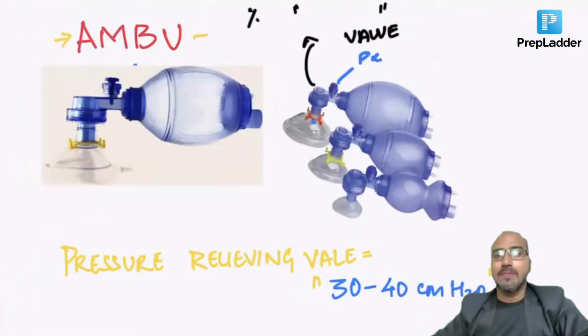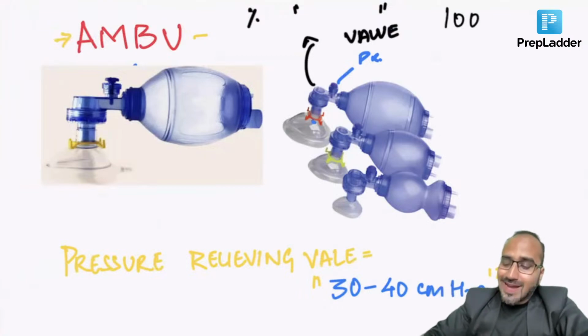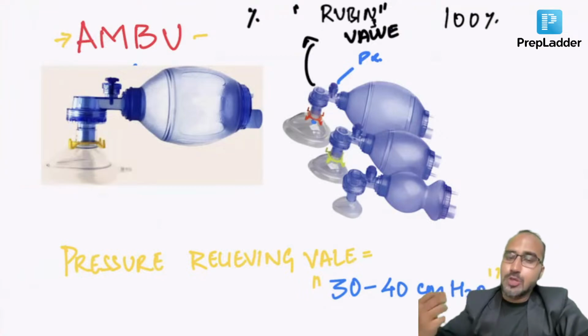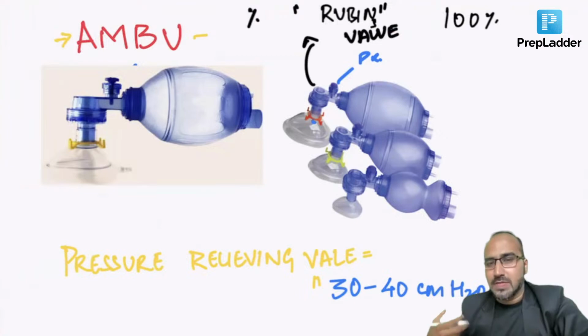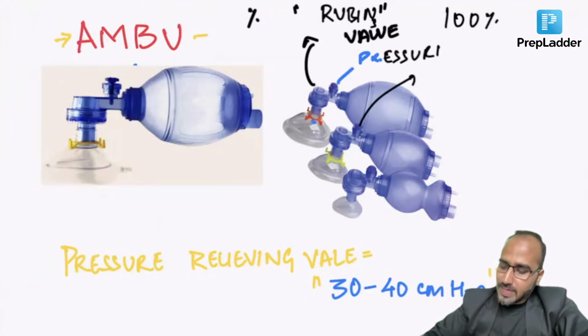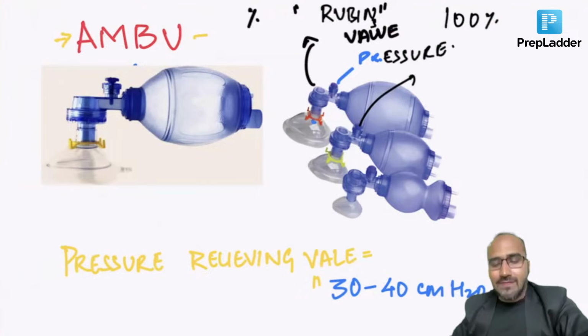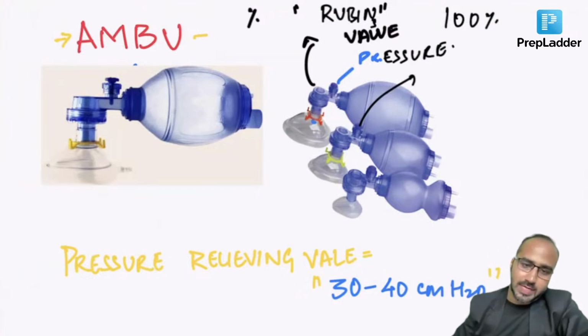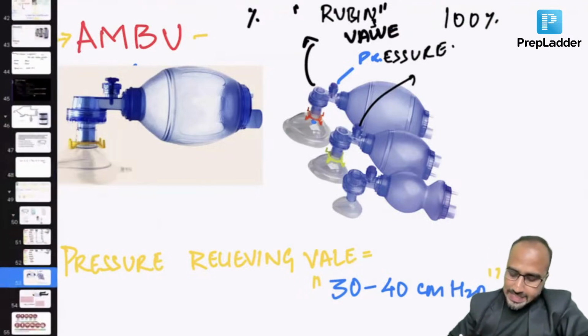Okay. Next is AMBU, guys. AMBU full form is what? Artificial manual breathing unit, right? Artificial manual breathing unit, which will provide a patient with 100% oxygen. This AMBU has two valves. One is called the Rubens valve, which is a unidirectional valve which tries to prevent rebreathing. Second is called the pressure relieving valve. The pressure is relieved at 30 to 40 centimeters of water, guys. Okay. This is regarding the AMBU.